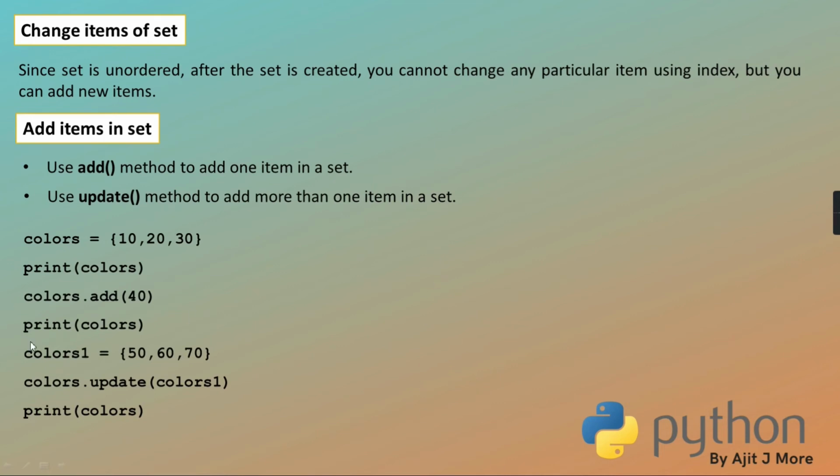There is a difference. See, this is your set. You're printing this set. Okay, sometimes the order may be the same. Now you're adding 40 in it. Where it will get added, no guarantee. When you print and see, you can see 40 is at the beginning. Now you have one more set and you're passing that set to update, colors dot update colors 1. So all the elements of colors 1, that is 50, 60, 70, will get added in colors.